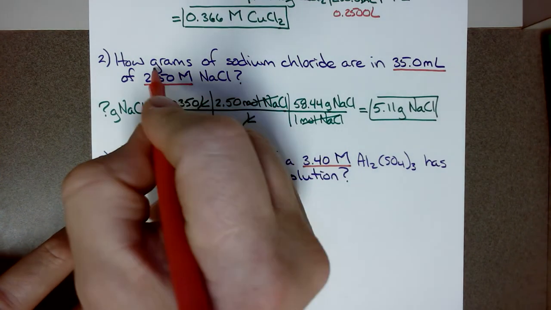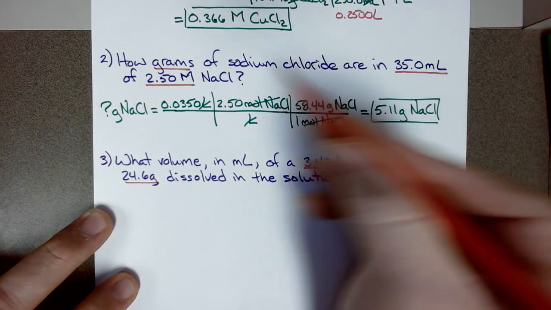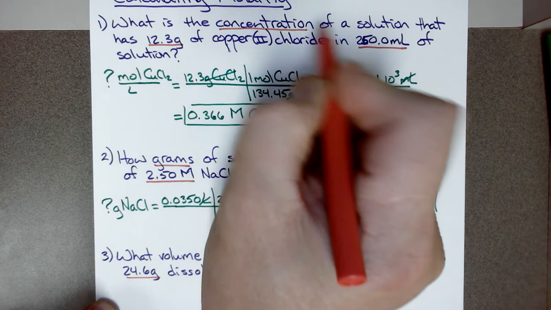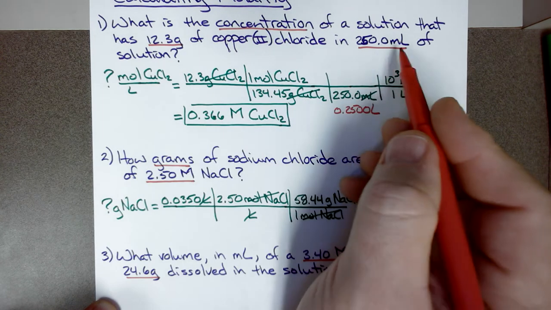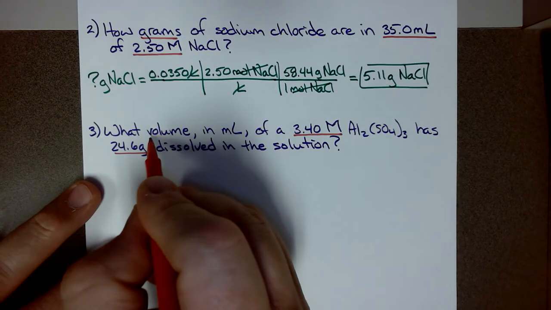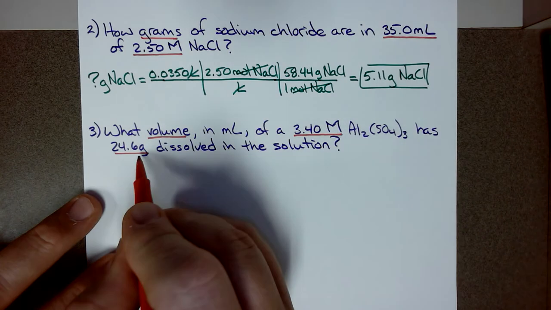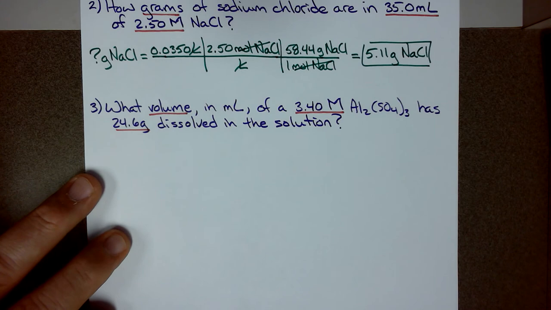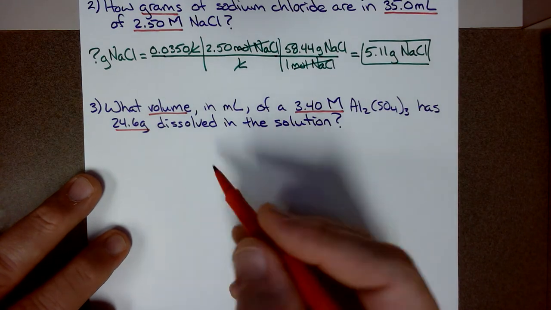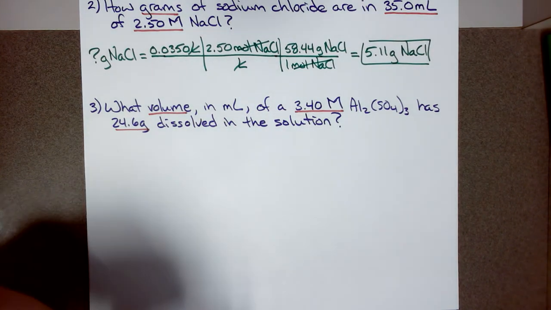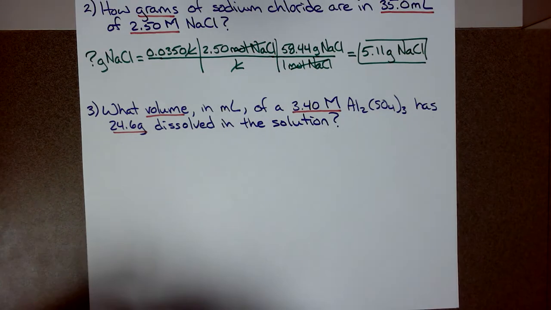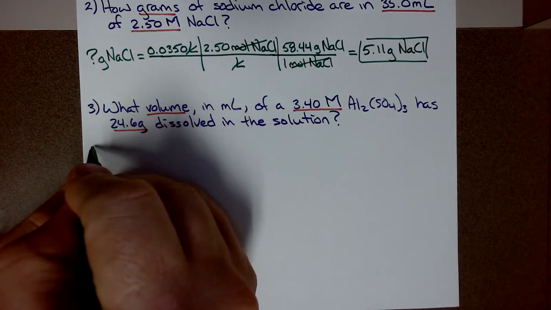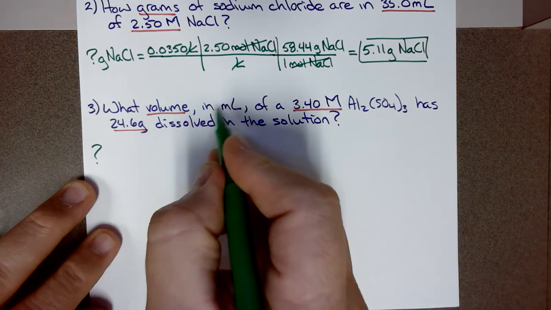Okay, so up here we were looking for grams when we had volume and molarity or concentration. Up here we were looking for concentration when we had grams and volume. Now we're looking for volume when we have concentration and mass. So again, what we do is we look at this and we go, okay, I'm going to work on this. I'll start with my question mark. I'm looking for volume in milliliters.